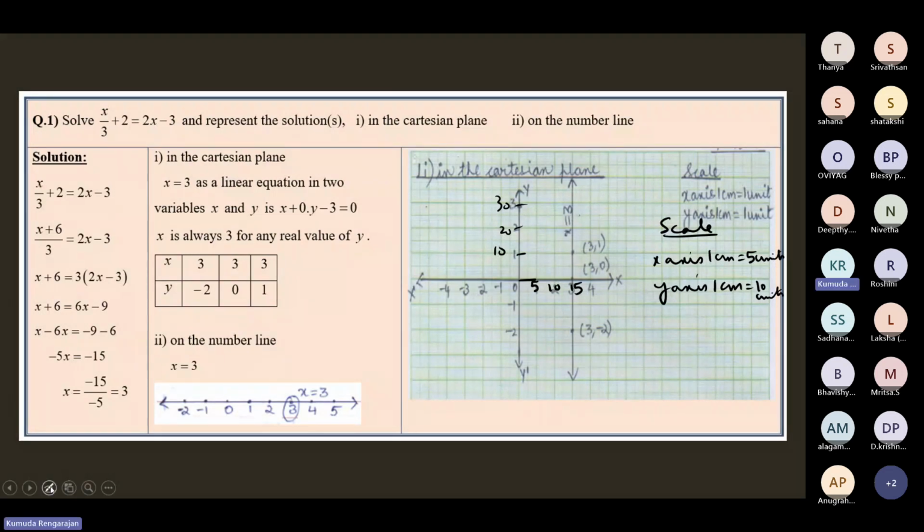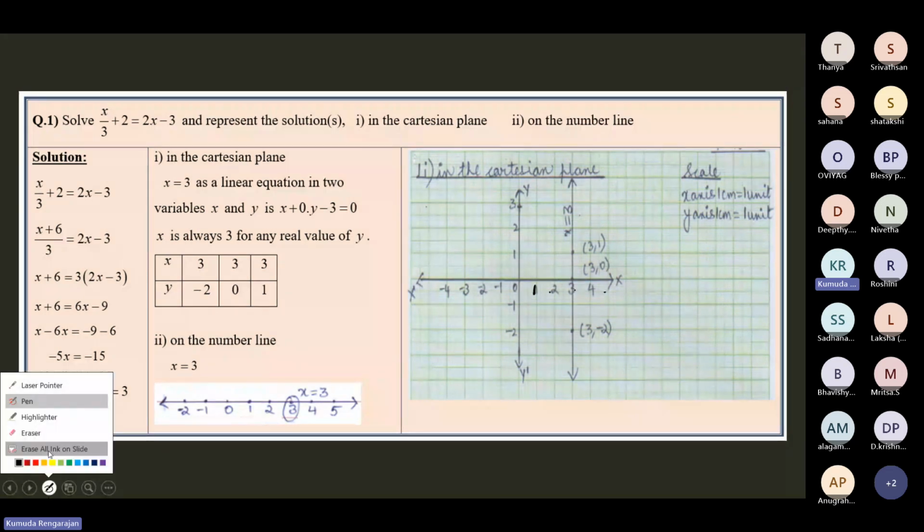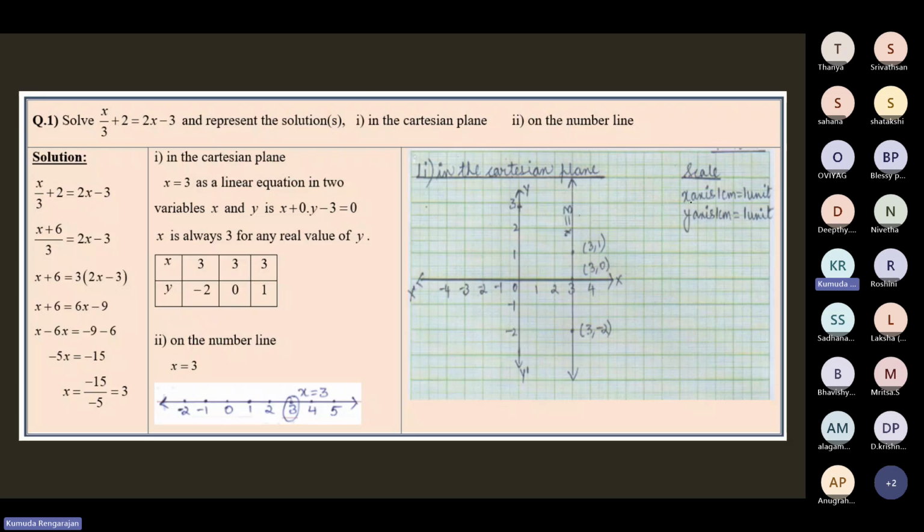But in our graph here, on both the axes, every centimeter we have taken as 1 unit. You can see here 1, 2, 3, 4, and so on on both the axes. So the scale is x-axis, y-axis, 1 centimeter is equal to 1 unit. The scale is written at the right top corner, on the right side top corner. Normally the scale is written there.